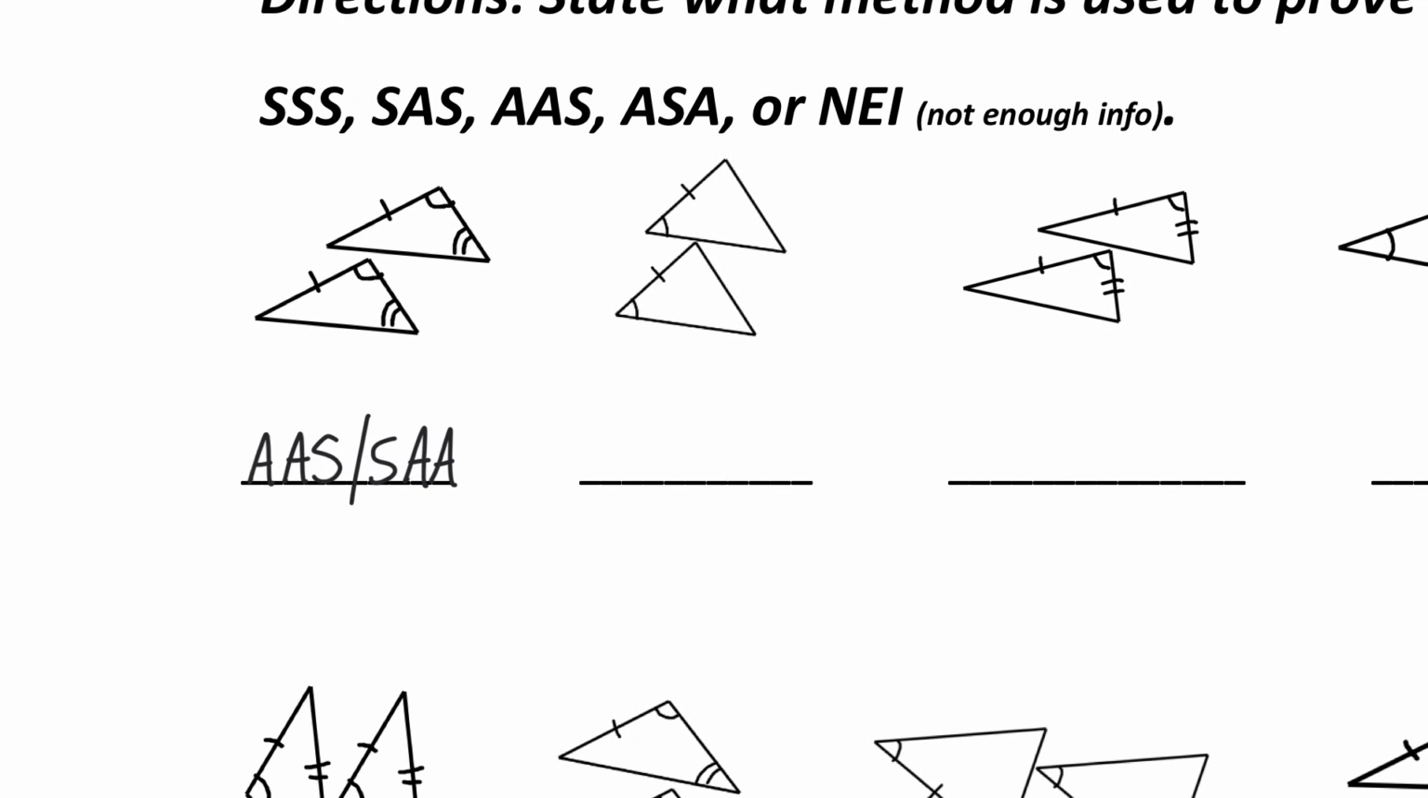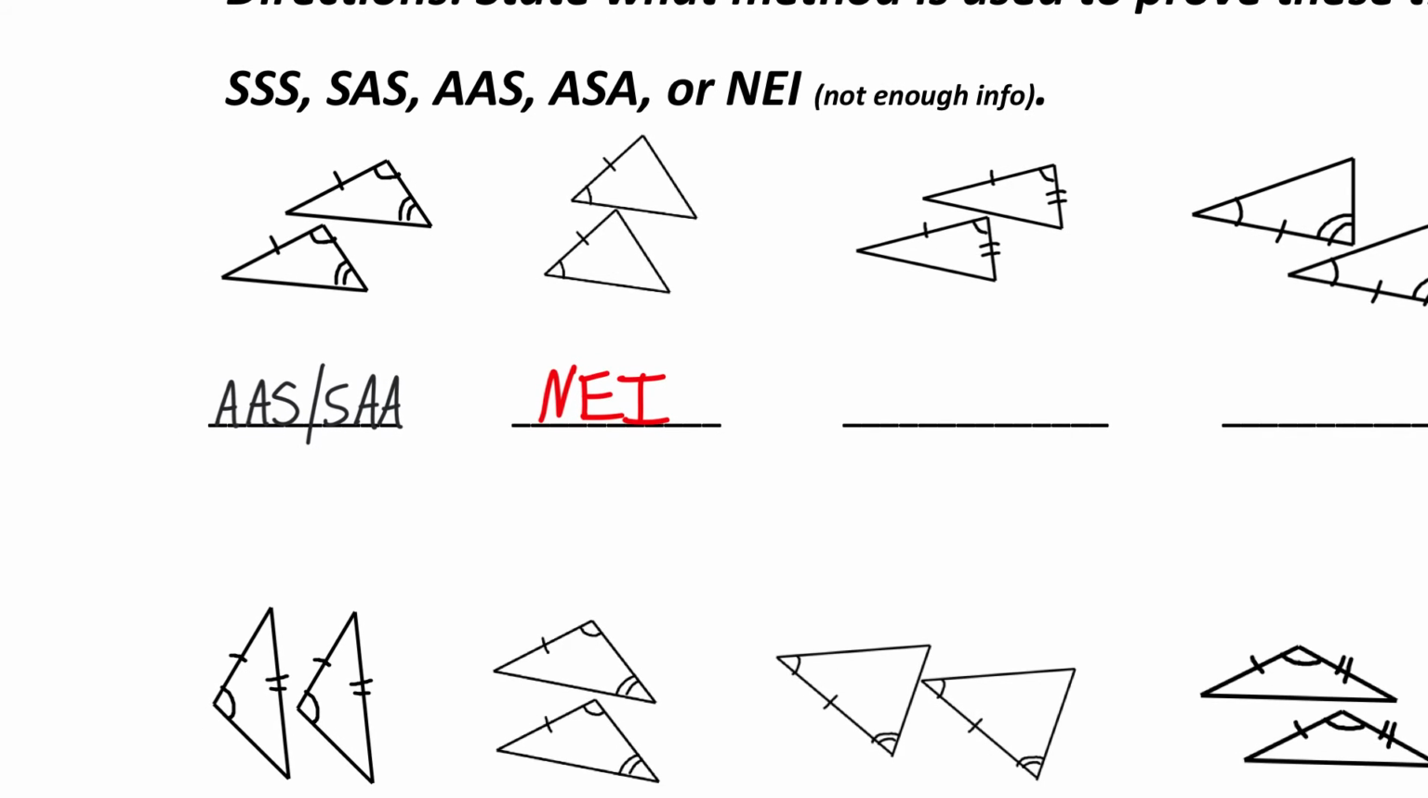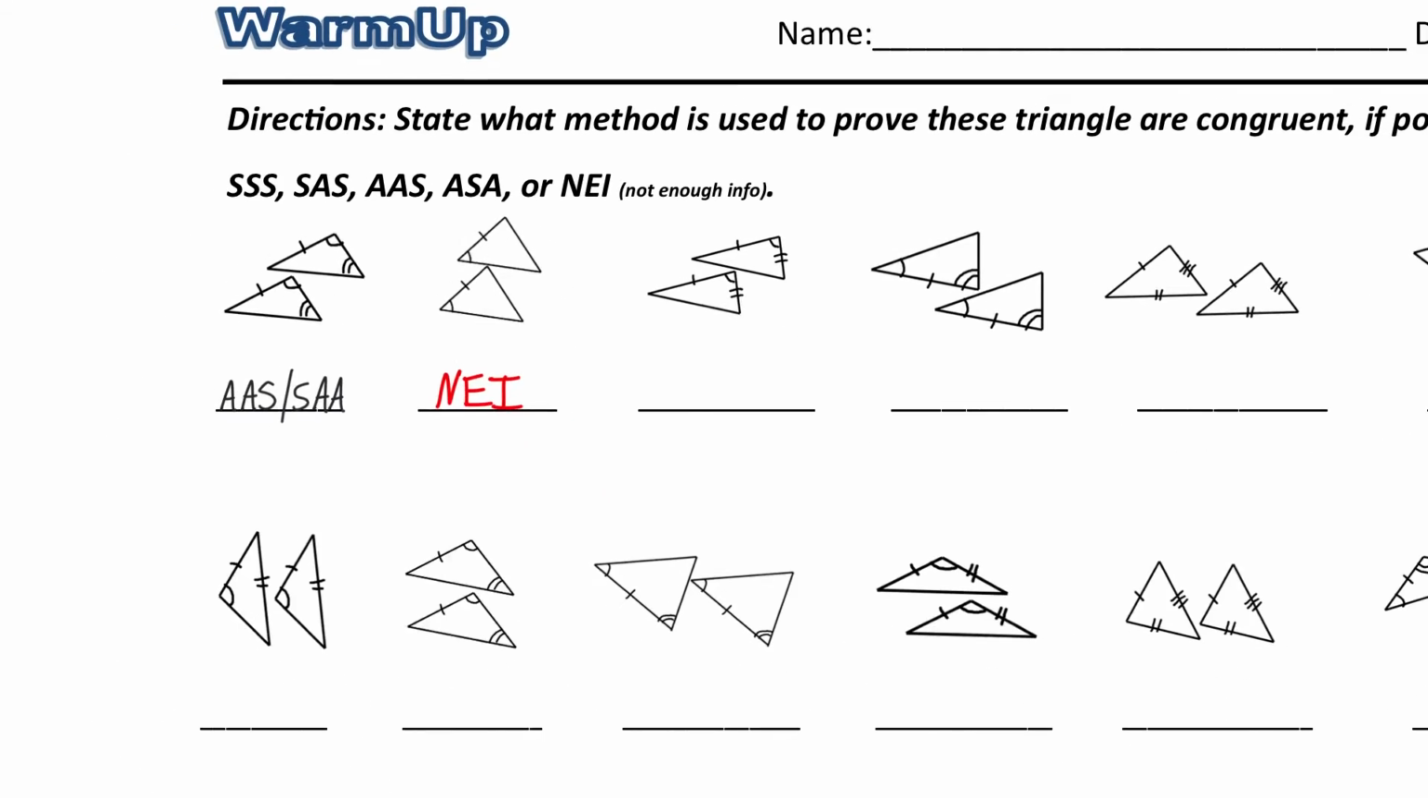All right, next one, what is that? There's just not enough information there at all. There's only 2 things you know, 1 angle and 1 pair of sides. Okay, next one.